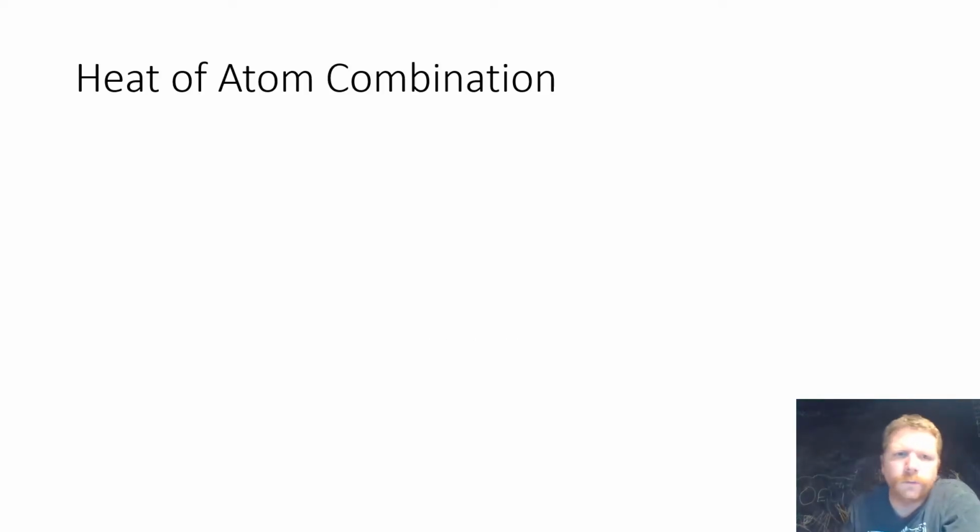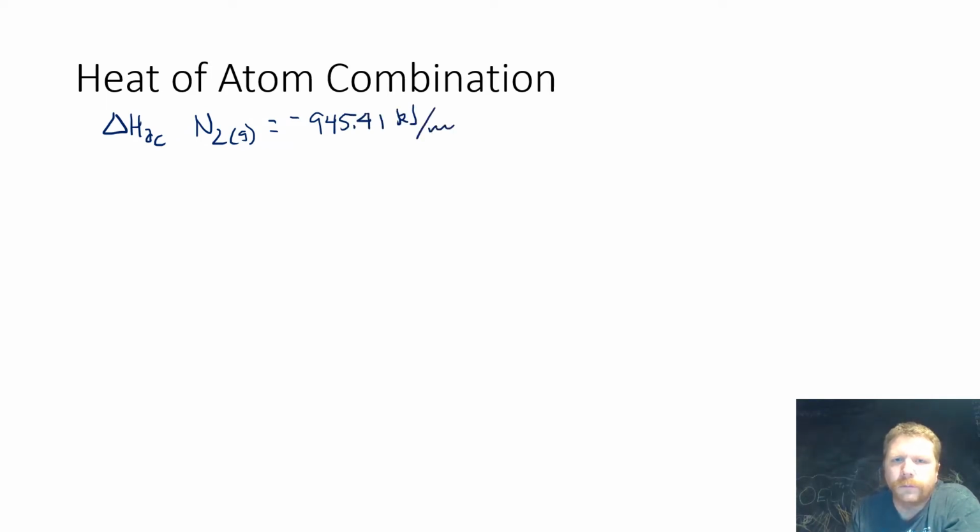Okay, so whenever you see heat of atom combination, you'll generally see delta H, A, C. And you'll then see a compound that follows, for instance, N2. And that compound will have a state associated with it. We've got G, gas. And this has a value of negative 945.41 kilojoules per mole. Now, what does this mean?